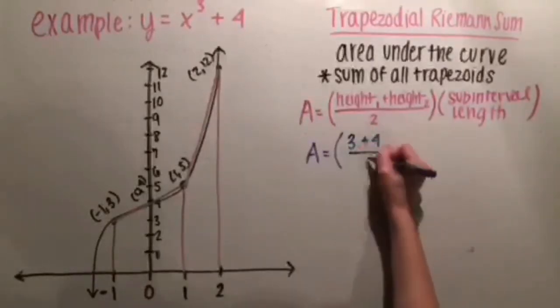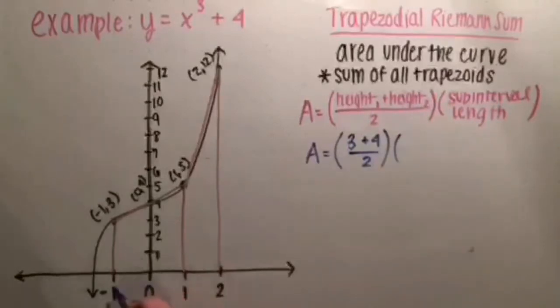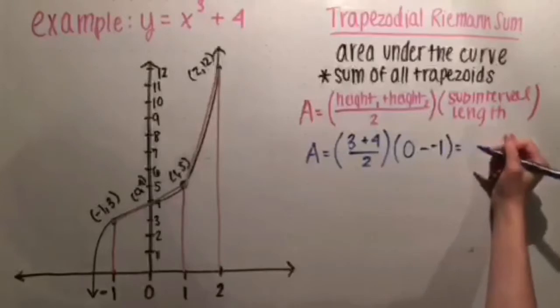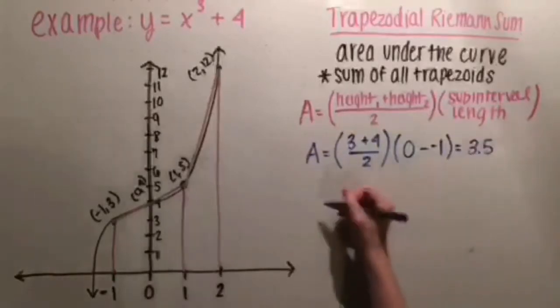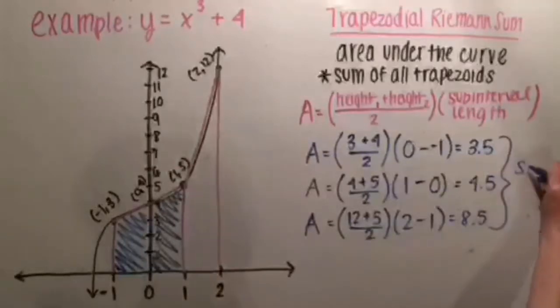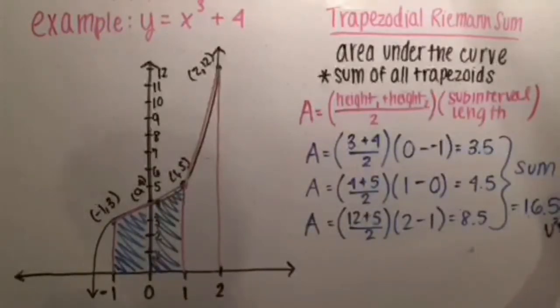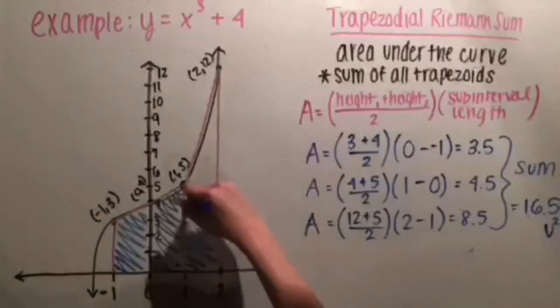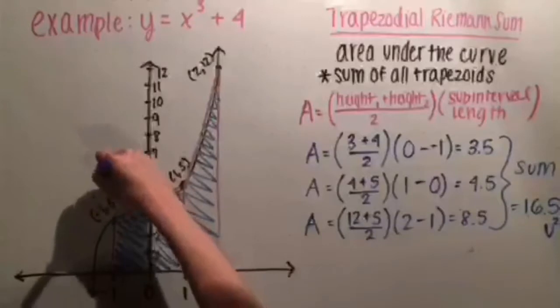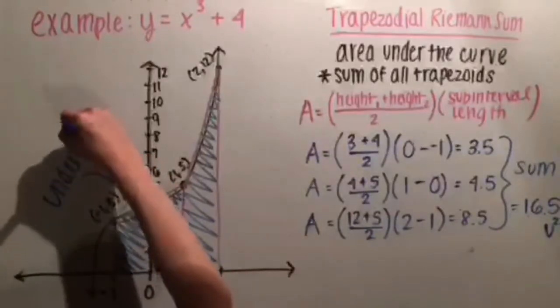So our first trapezoid, starting at x equals -1, is going to have its first height be 3, and our second height will be 4. Those two added are 7, then divided by 2 is 3.5. Multiplied by our length of 1 will give us an area of 3.5 for our first trapezoid. Solve the rest from -1 to 2, and that gives us an area of 16.5 units squared under the curve.